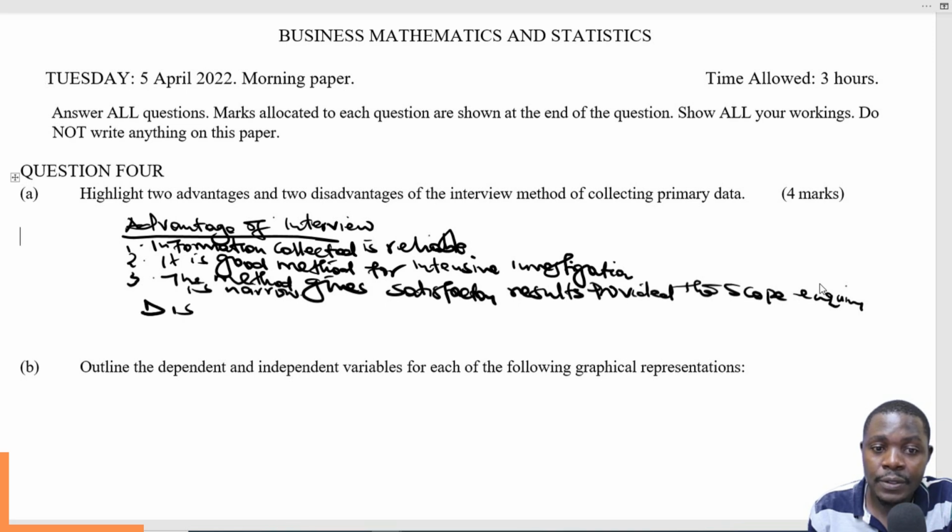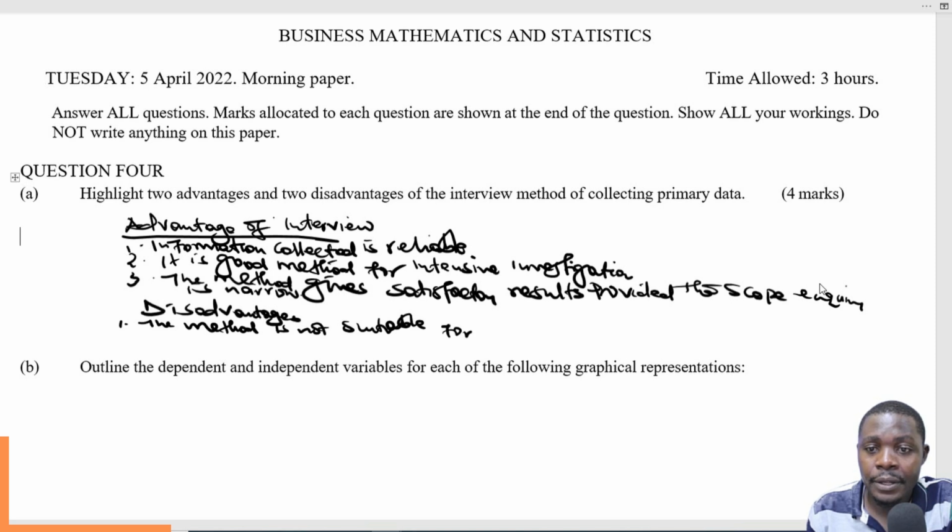Now the limitations, the disadvantages. Number 1, the method is not suitable for extensive inquiry or investigation. Number 2, it requires a lot of expenses.